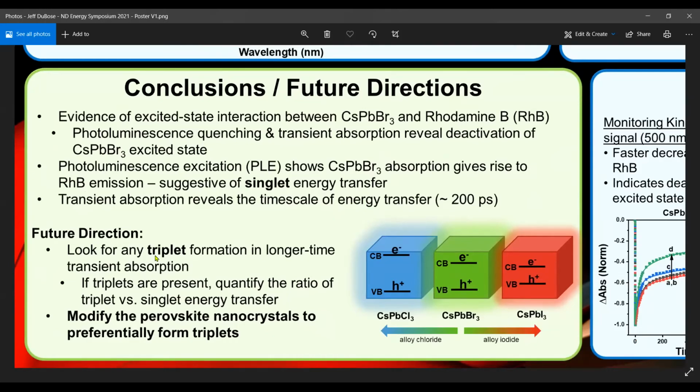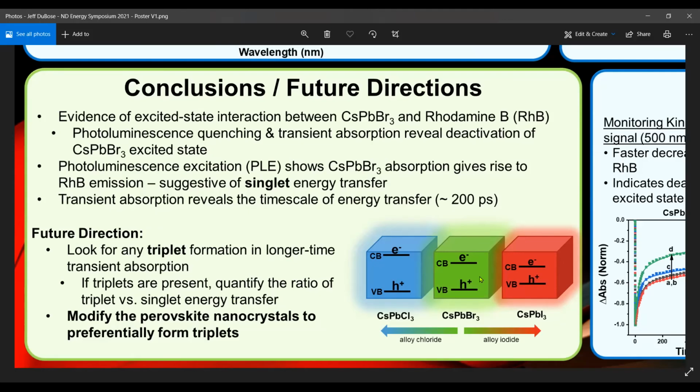As a future direction, we want to first confirm that there is no actual triplet formation. There is a possibility of a small percentage of triplet energy transfer happening. So we'll confirm that with longer timescale transient absorption experiments. If both of those states are present, we'll go ahead and quantify the ratio of those two, which should be a fairly straightforward process. But the interesting thing for the future direction is actually modifying these nanocrystals to prefer either more singlet energy transfer or more triplet energy transfer.